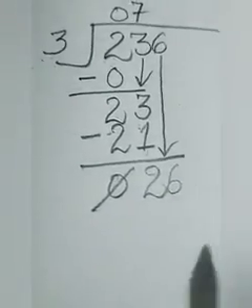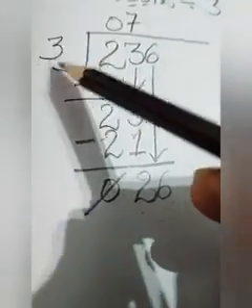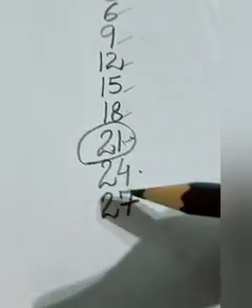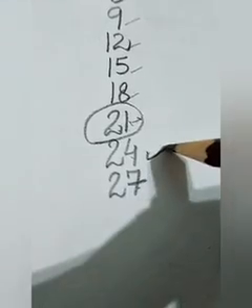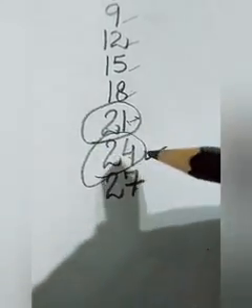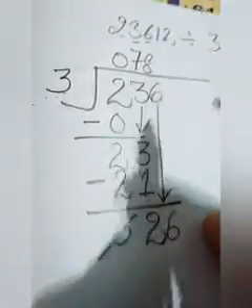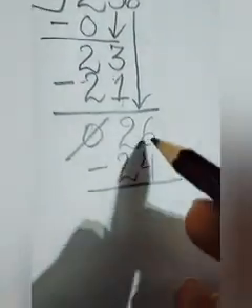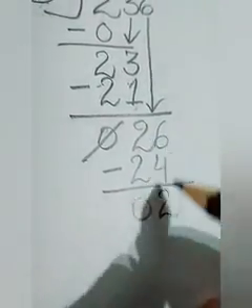Yes, now 26 will be divided by 3. For dividing, we will observe the table of 3. What can be written under 26? Yes, all these numbers can be written under 26, but 27 cannot be written. So one number before that, that is 24, we will write under 26. Now we will write 3 eights the 24, and we will do subtraction. 6 minus 4, 2, and 2 minus 2, 0 is there. Yes, now we have done subtraction.